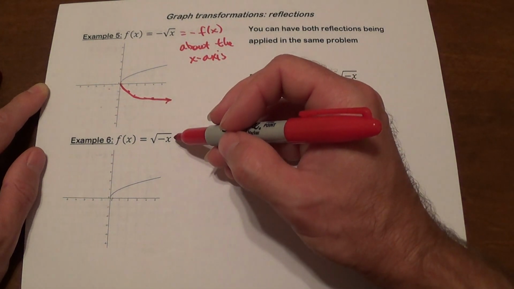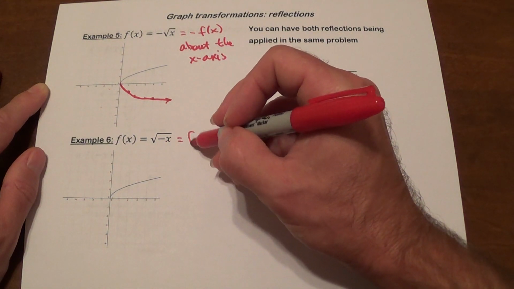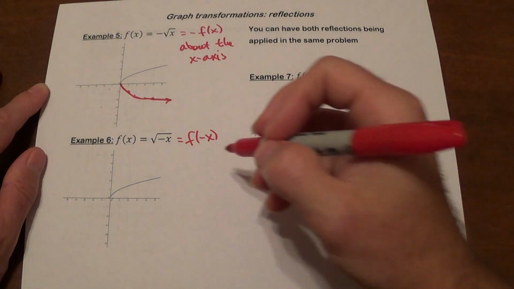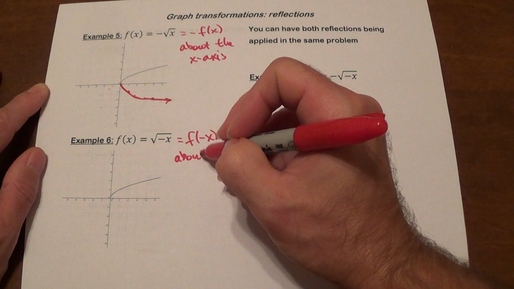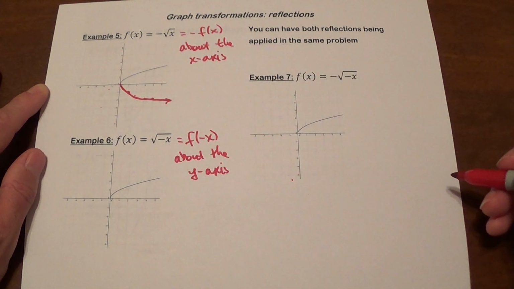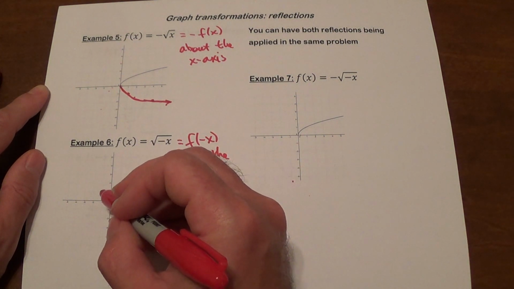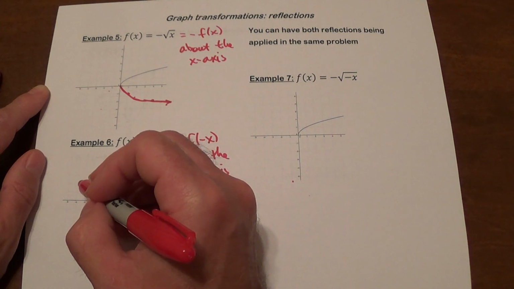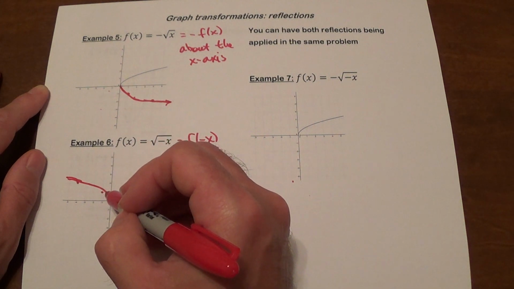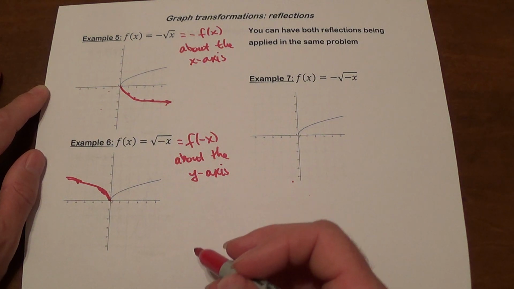But what about this graph? This is where the negative x is inside the square root. This is actually f of negative x. And this graph is going to reflect about the y-axis. Okay, so now this point stays there. This point goes here, this point goes here. Now our graph looks like this. I kind of missed the point, but that's what it is.